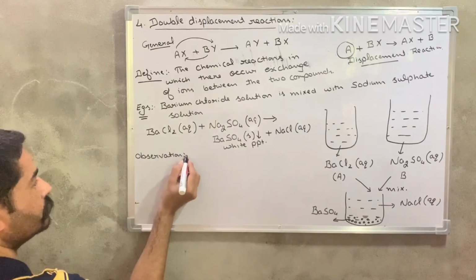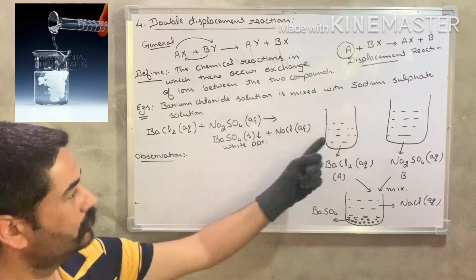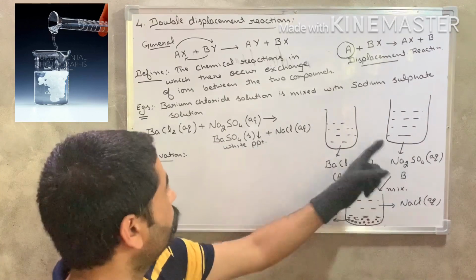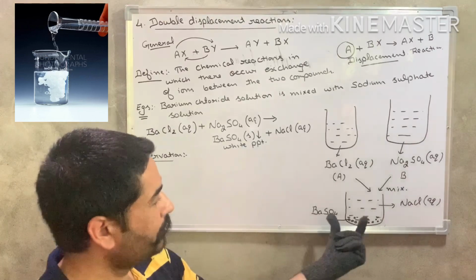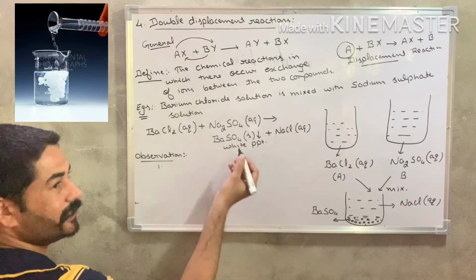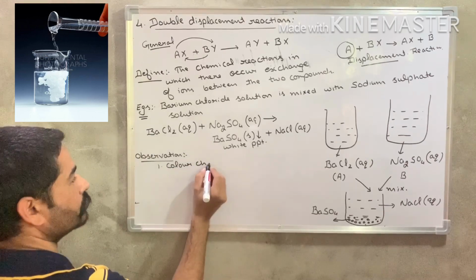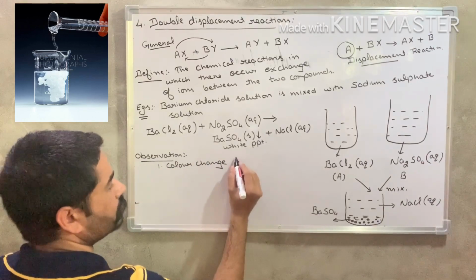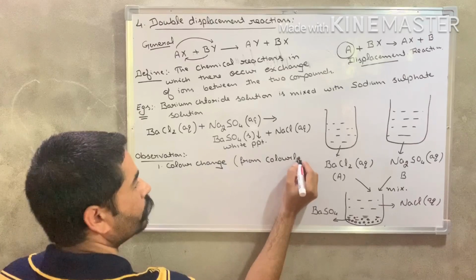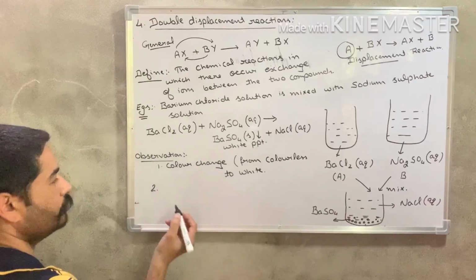Observation. There would be a color change. You will see that barium chloride is a colorless aqueous solution. Sodium sulfate is again a colorless, transparent aqueous solution. When you mix both of them, a white color precipitate will form. So there would be a color change and a change in state also. Color change from colorless to white. And second observation, there would be a change in state.